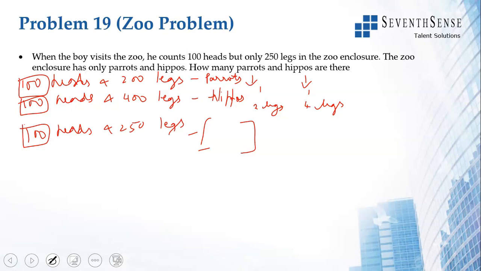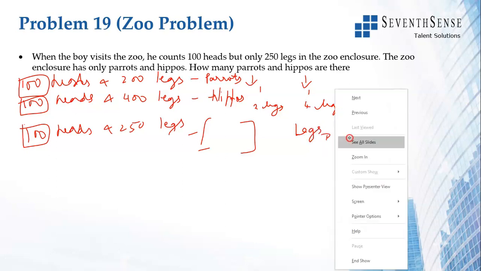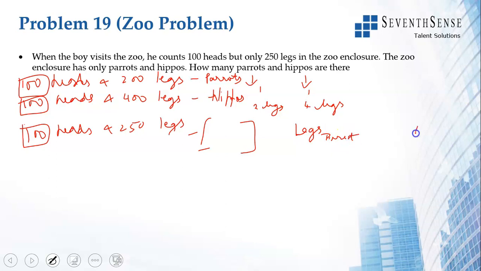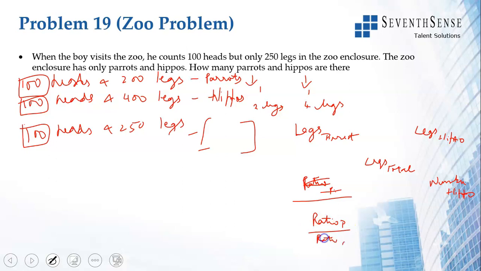So if you take legs, which is legs of parrot and legs of hippo, the legs of total animals in this enclosure will give you the ratio of the quantity of parrots to the number of hippos. It will give you this ratio of parrot to hippo.